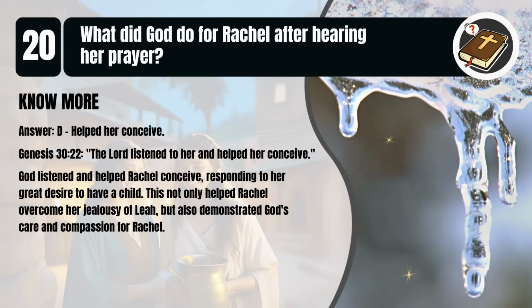That's D, helped her conceive. Genesis chapter 30, verse 22. The Lord listened to her and helped her conceive. God listened and helped Rachel conceive, responding to her great desire to have a child. This not only helped Rachel overcome her jealousy of Leah, but also demonstrated God's care and compassion for Rachel.